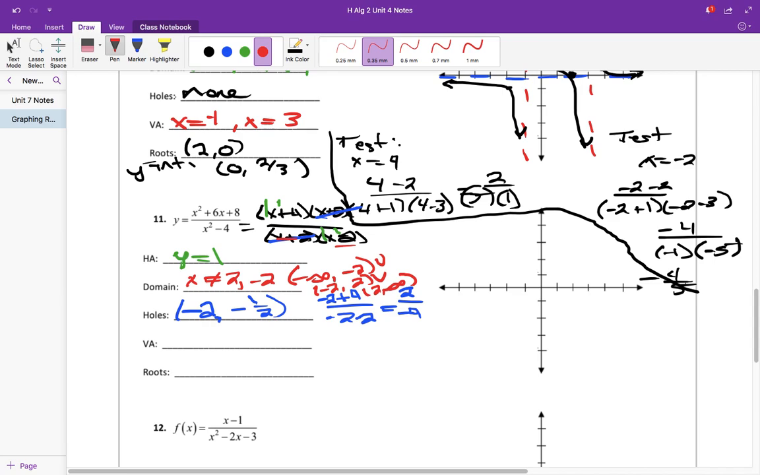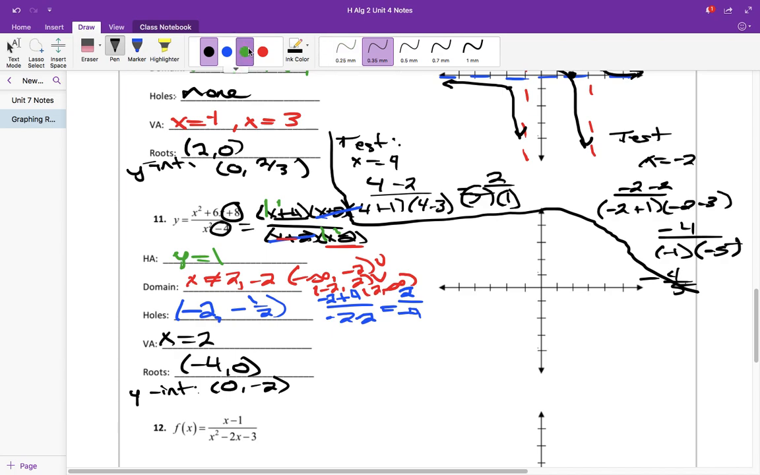For vertical asymptotes, any factors left in your denominator. So that x - 2 would tell you that at x equals 2, you've got a vertical asymptote. And then for roots, what was left in our numerator was a +4. So at (-4, 0) there's going to be our root. For the y-intercept on this one, you're going to have -8 over -4, so that's going to be (0, -2).